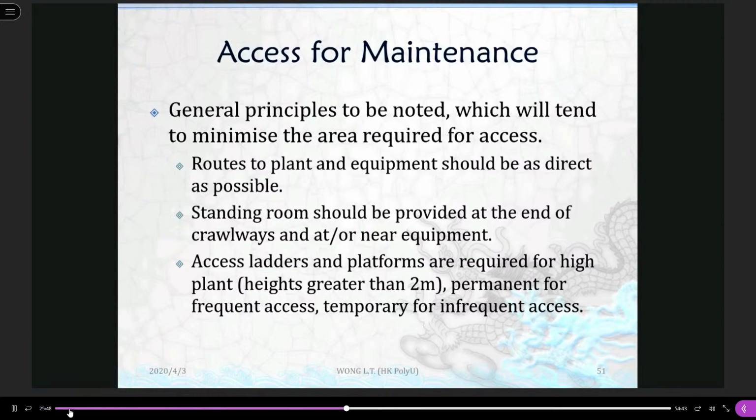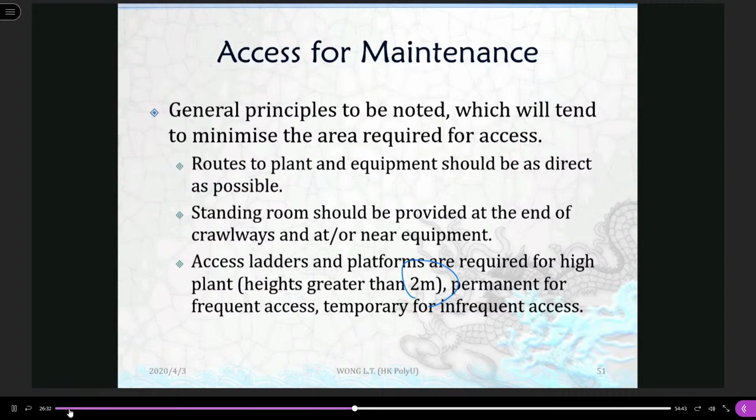Access ladders and platforms are required for high plants, usually for heights higher than 2 meters. For less than 2 meters, say for the local requirements, you cannot purchase a very tall ladder from the market. Usually they are less than 2 meters, because more than 2 meters in general requires us to provide fixed access ladders and platforms. Therefore, movable ladders will not be produced higher than 2 meters. That's the reason why they are not available from markets. Apart from those, they are non-standard, not comparable to a certain safety standard.